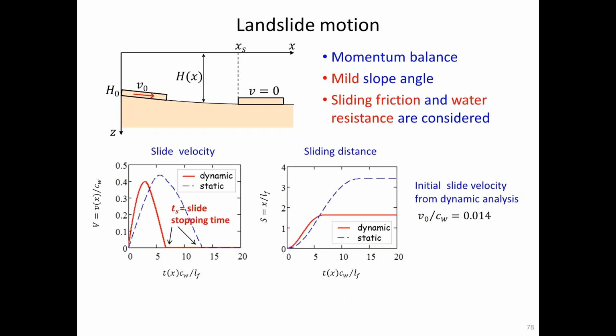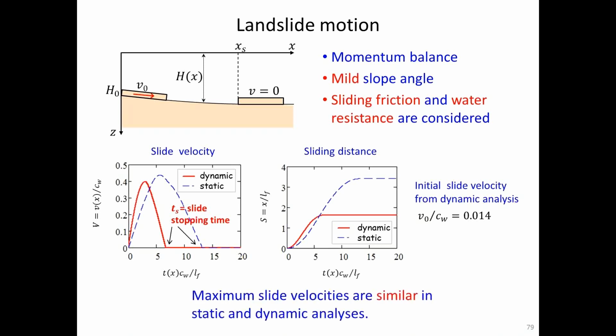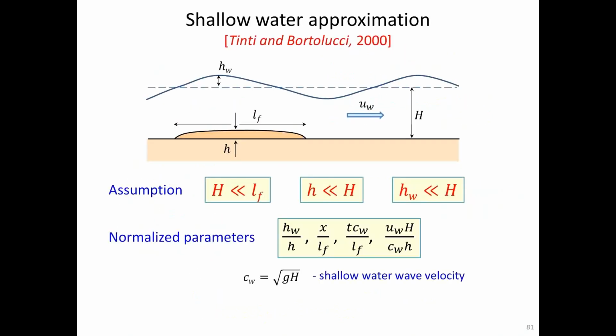that both models show where and when this slide stops, and that gives us the sliding distance, which is typically the common parameter to describe a landslide, and this is called the runout distance here. And in the slide velocity plot, you can see this red line and the blue dashed line, which are the dynamic and static conditions. The maximum slide velocity is not that different in this case.